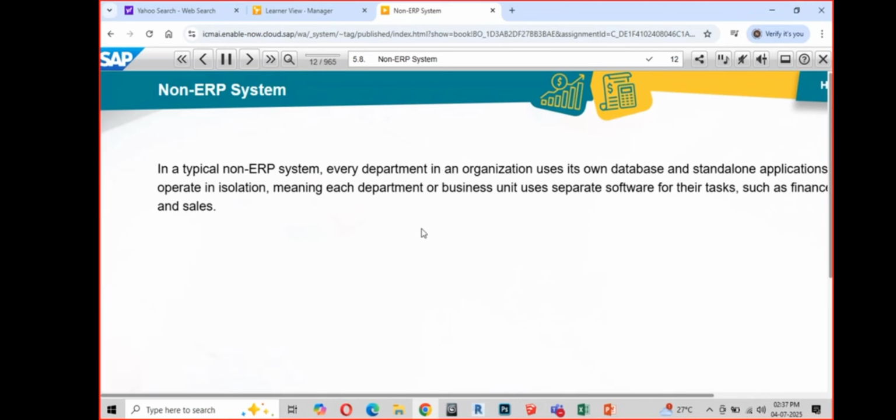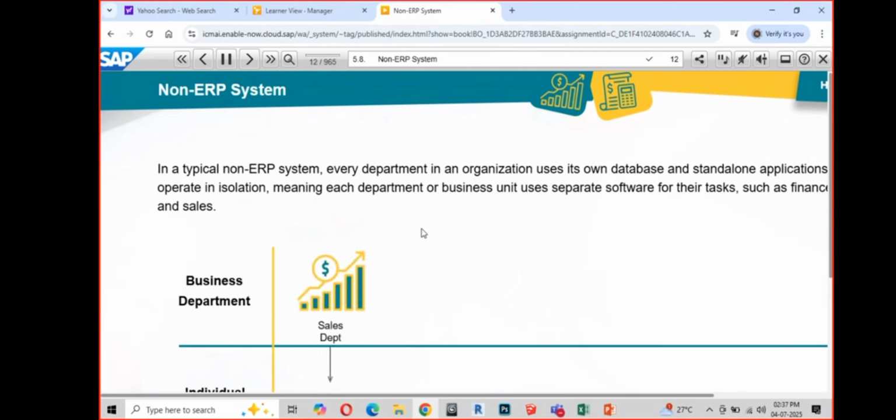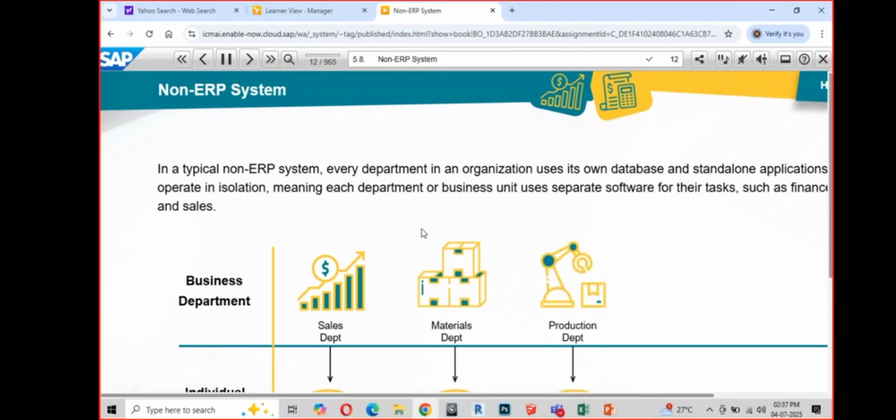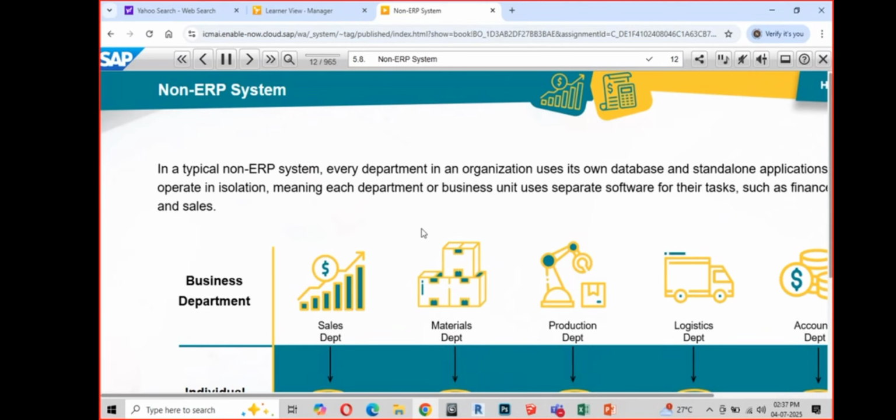It could be PeopleSoft, it could be BaaN, whatever. Now I'm moving from that, your non-SAP system or the non-ERP system. Probably I was using some other product. Okay. So that is called a non-ERP system. I'll just make a note of it. So hold on, I will pause.